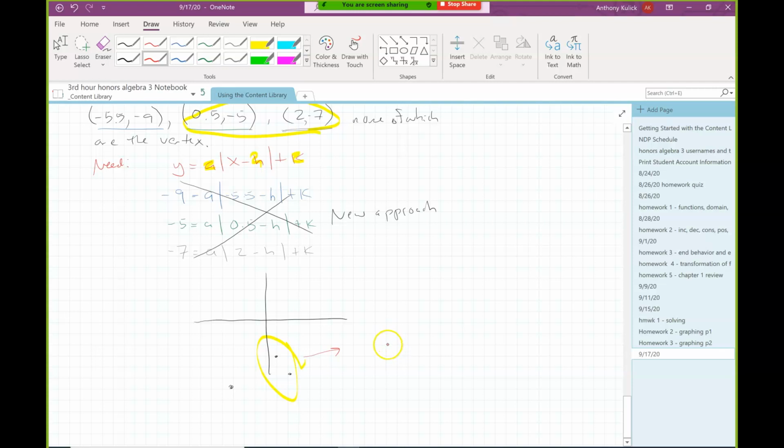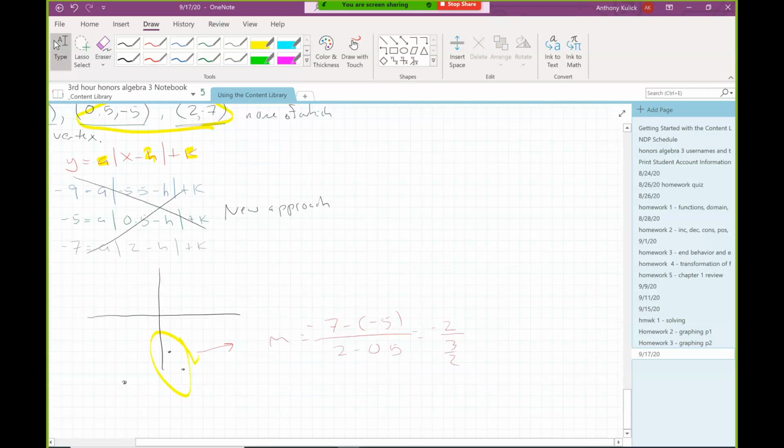So that line would be calculating the slope, -7 minus +5 over 2 minus 0.5. So that's going to give me -2 over 3 over 2. Or actually, I don't know. Yeah, let's leave it as 3 over 2. And then this is the quotient of 2 fractions. So to divide 2 fractions, we make a reciprocal and multiply. So the slope there for that line should be 4/3. Everybody okay there?